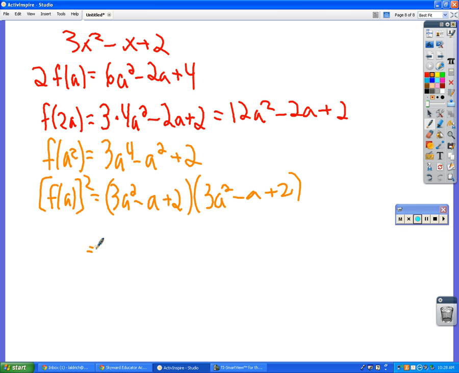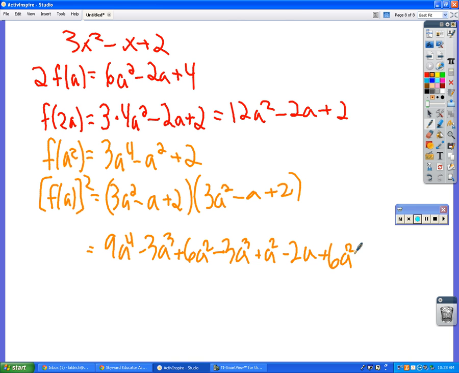So all of these times 3a squared is going to give me 9a to the 4th minus 3a to the 3rd plus 6a squared. All of these times negative a is negative 3a cubed plus a squared minus 2a. And then all of those times 2 is 6a squared minus 2a plus 4. Okay? Well, I'm sure I made a mistake in there somewhere.